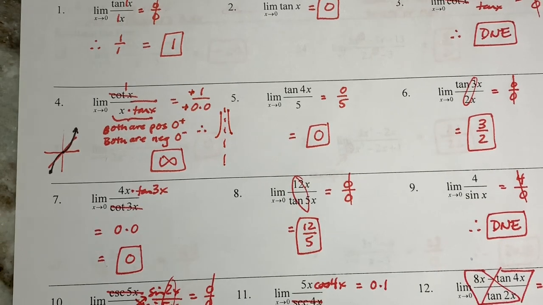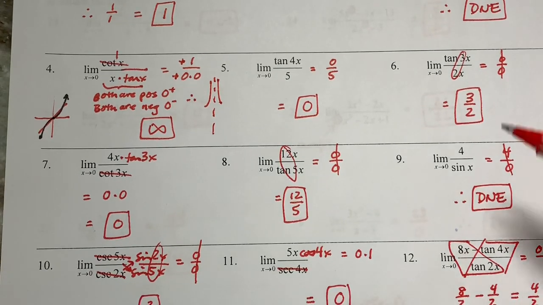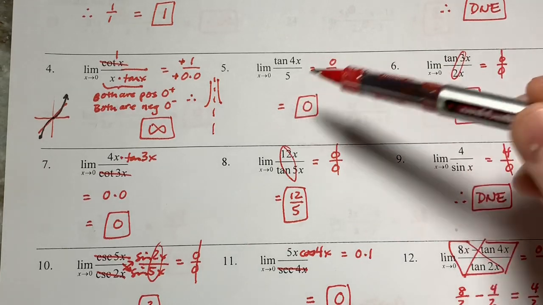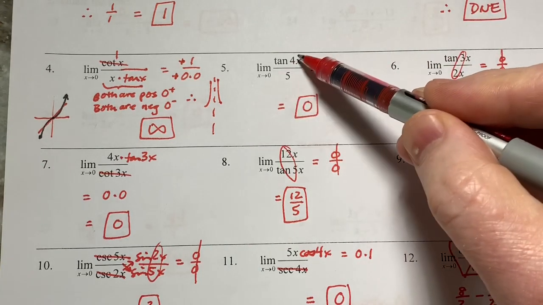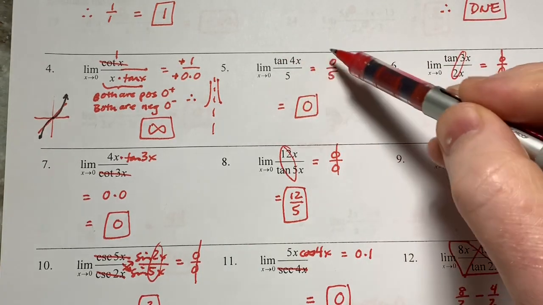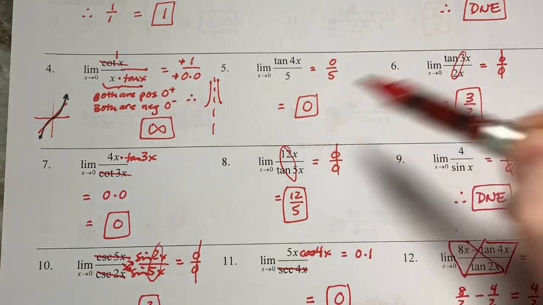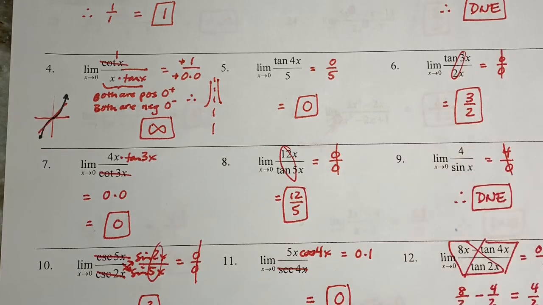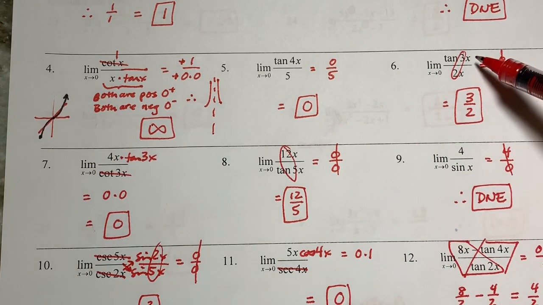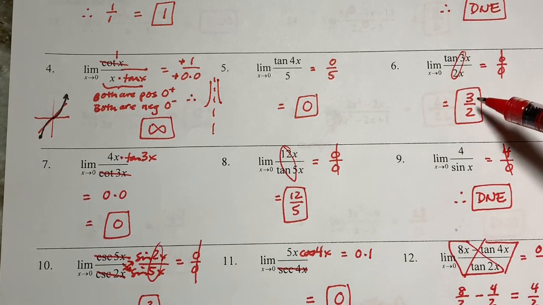All right, number 5. People miss number 5 a lot because they look at it and go, oh, yeah, 4/5. But the difference is, look, if I plug a 0 in, 4 times 0 is 0, tangent of 0 is 0. But there's no 0 there. It's just 5. 0 over 5 is 0. Be careful about that. Although on number 6, because that is a rule, you did get 0 over 0, 3/2.